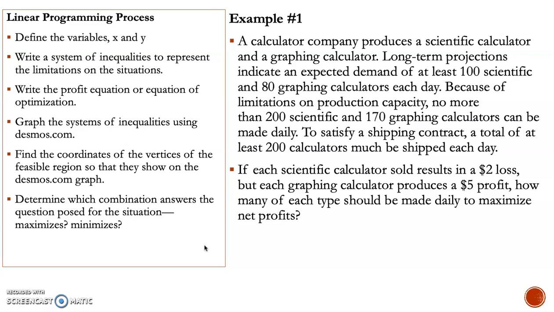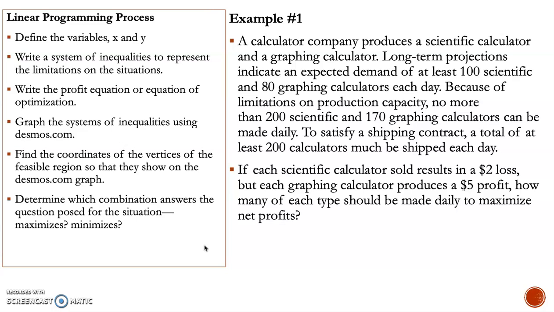Okay, so there is a process for linear programming. The first thing is we will look at our real-life situation and define our unknowns, our variables, and we're going to use x and y because we're going to be graphing on Desmos using x and y coordinates. Then you're going to write a system of inequalities based on the situation to represent the limitations on the situation. Sometimes these limitations are called constraints. We will write a profit equation because oftentimes the situation will want to maximize a profit, or just an equation of optimization. So the situation will call to optimize something about it.